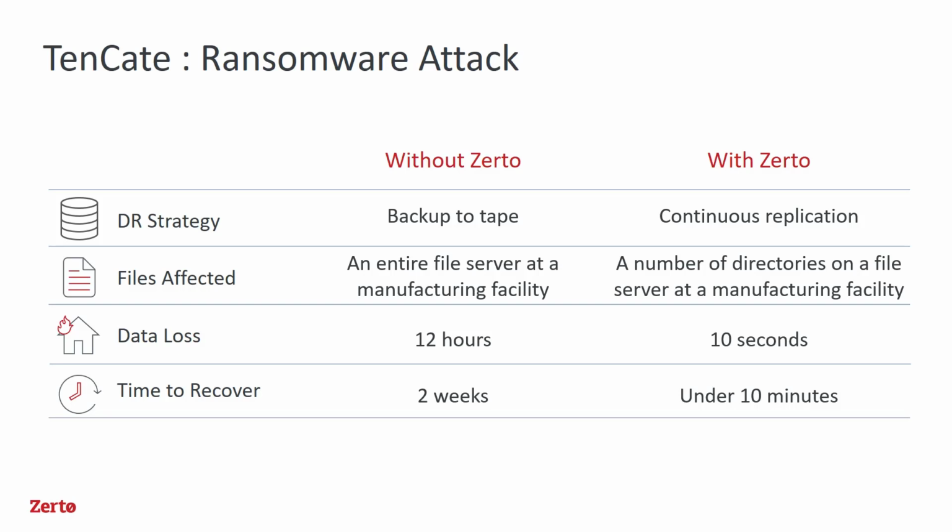But the most concerning part is because it was on tape, because it was slow, because it was really complex, the time to recover took them almost 2 weeks. If you compare that to Zerto and continuous data protection, we could actually recover a couple of directories within 10 minutes, and the data loss was only 10 seconds. So this is a huge impact to whatever recovery scenario you have, because with Zerto, you can now rewind to how something was a few seconds ago, minimizing the impact, minimizing the data loss.